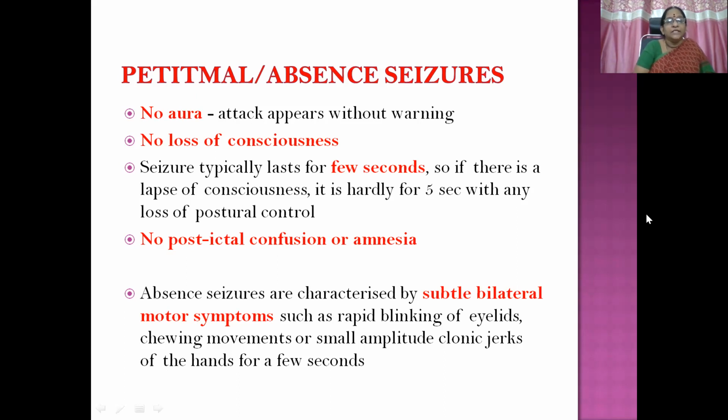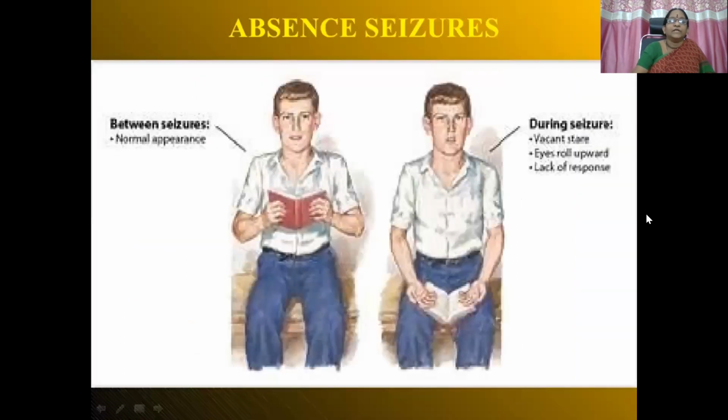These are characterized by subtle bilateral motor symptoms such as rapid blinking of eyelids. So the patient will be blinking the eyelids fast, fast, fast like this. Then chewing movements or small amplitude clonic jerks of the hands for a few seconds. That is petit mal epilepsy. You can see between seizures he is normal. There is no loss of consciousness.